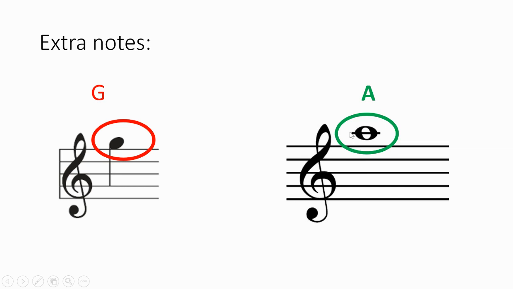This one has an extra line drawn in. Once again, it doesn't start or end at the same place as the stave lines. It's a short line added in above the stave this time. The circle has that line going straight through the centre. That is the note A.